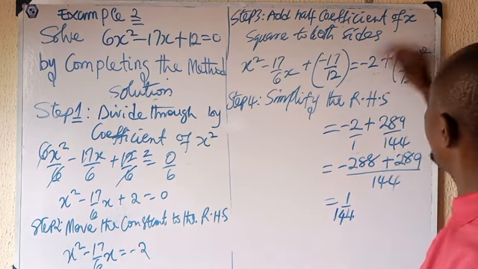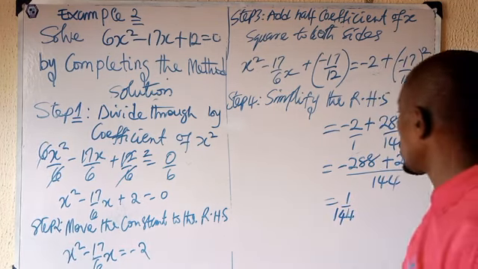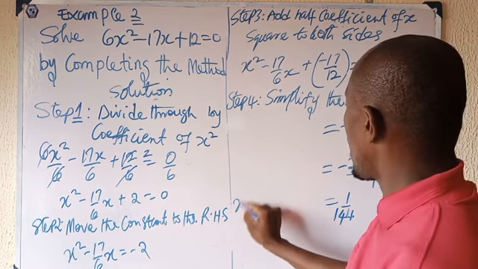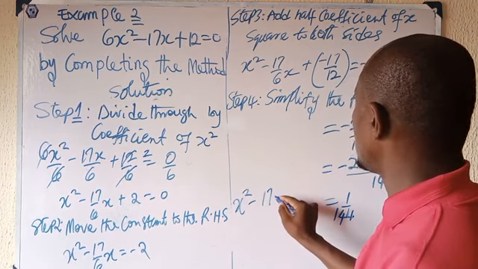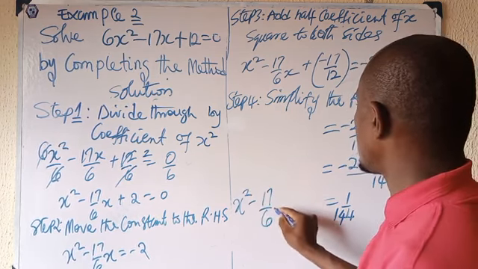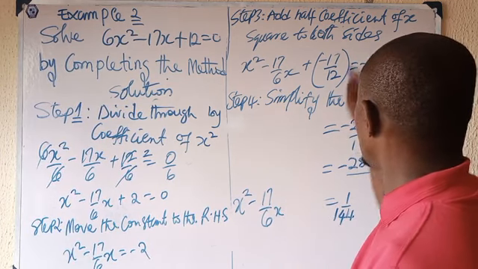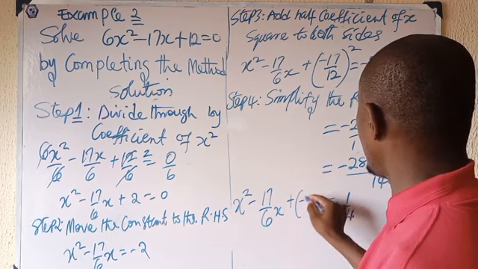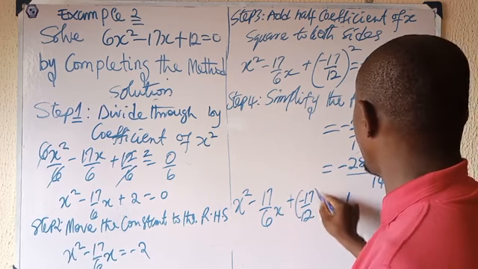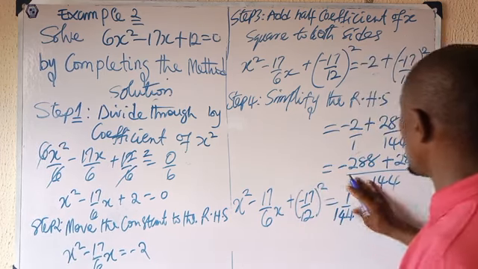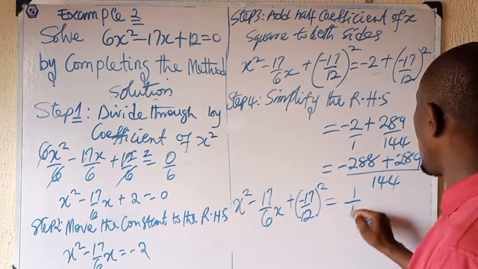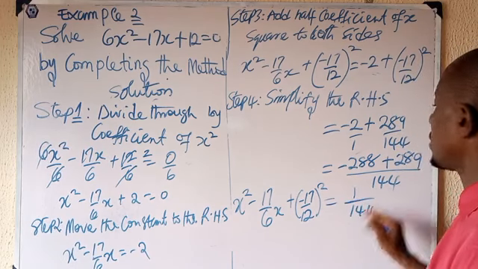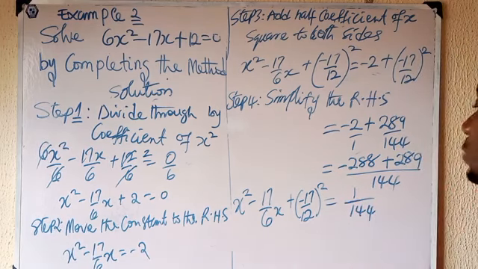So if we simplify this, we'll get this. So we have x squared minus 17 over 6x, please there is a square on this one, plus minus 17 over 12 squared, which will give us 1 over 144. Can you see it? Alright, so this is what we have.